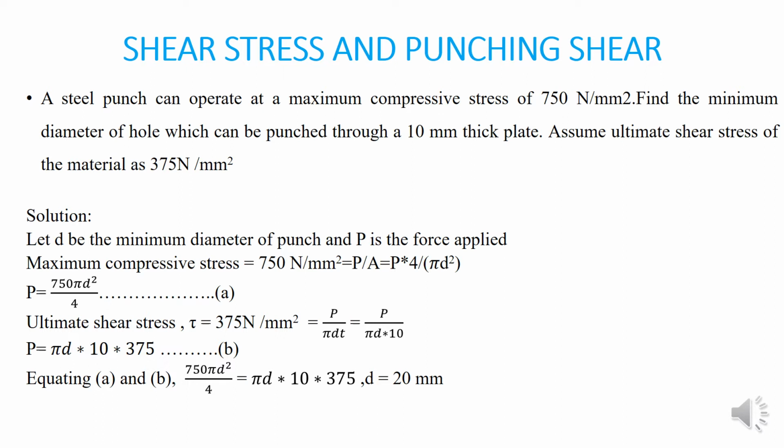So we can equate the values of the two loads, that is 750 into pi by 4 d square is equal to pi d into 10 into 375. So by using this equation we can find out the value of diameter as 20 mm.